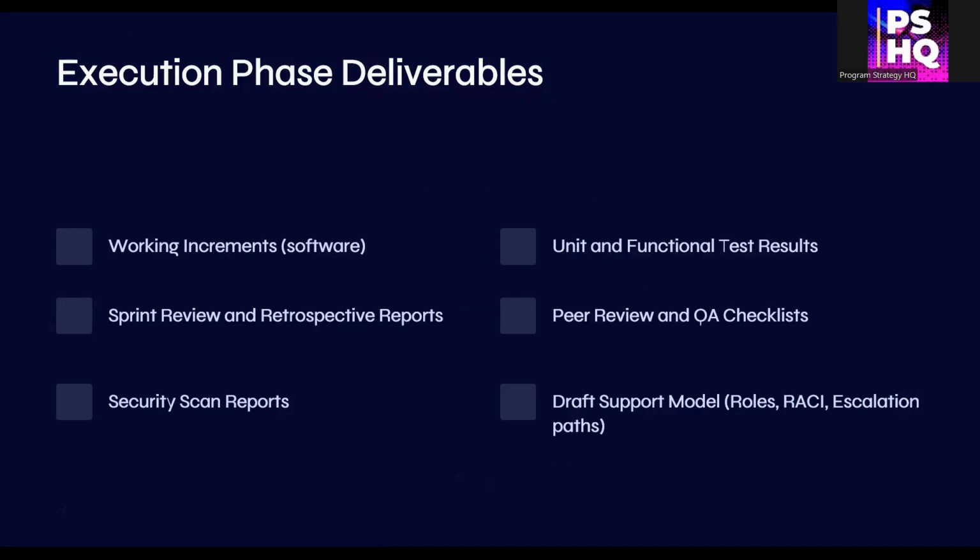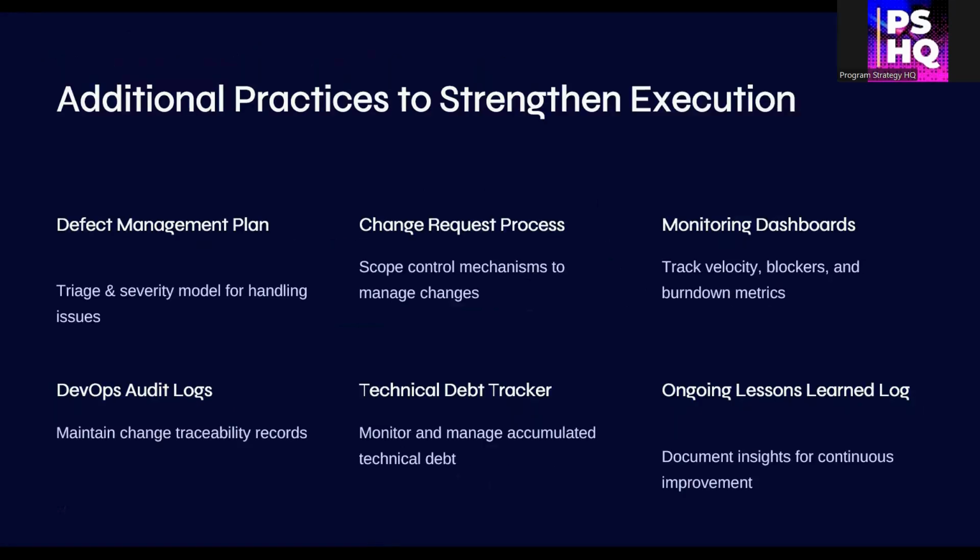To strengthen your execution further, you can implement a defect management plan to triage and track issues, change request process to manage evolving scope, live monitoring dashboards for sprint progress, DevOps audit trails for compliance, a technical debt tracker to manage deferred fixes, and an ongoing lessons learned log to fuel improvement.